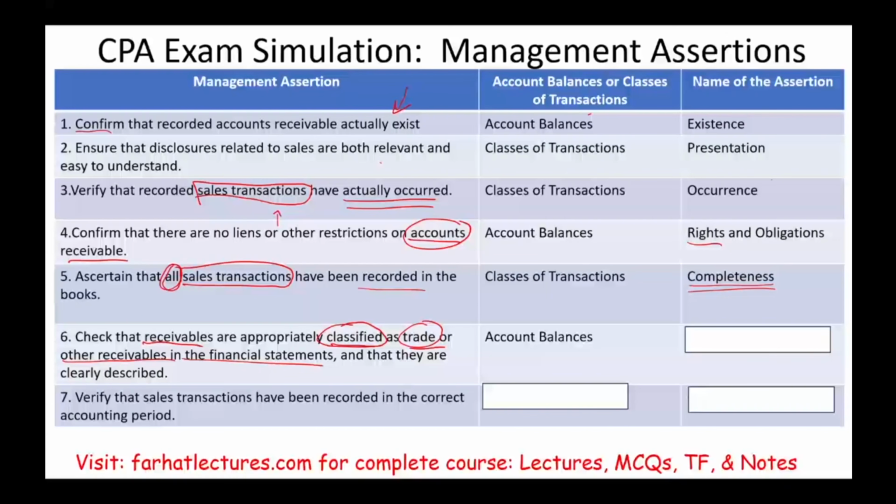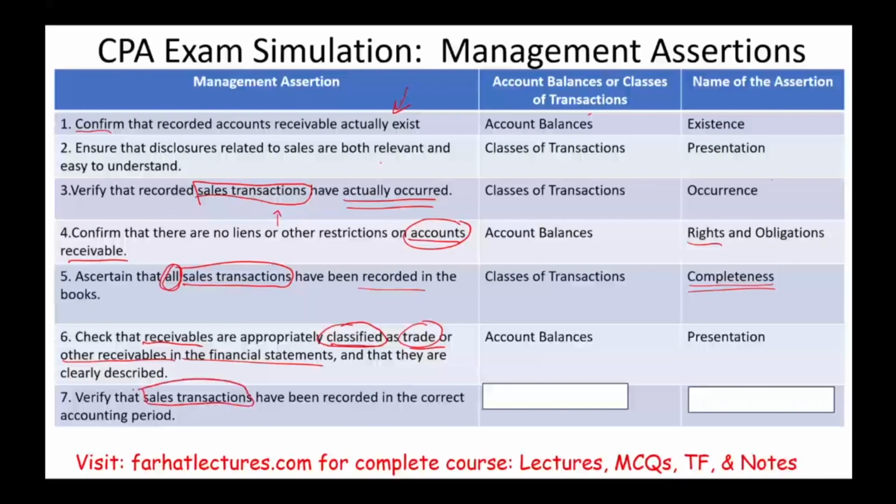versus other receivable. Other receivable, you could have, like you file your income tax return and you are waiting for the government to issue you a refund. That's other receivable. Or you might lend one of your employees or executives some money and you're waiting for them to pay it back. Regardless, what we are making sure is the receivables are properly presented. The trade versus non-trade, which is other than trade.